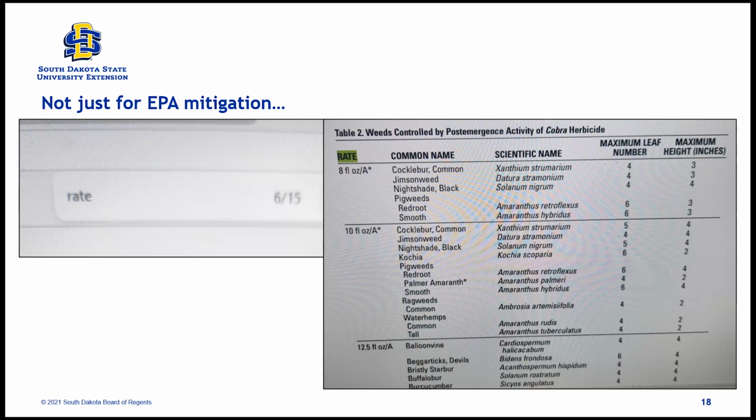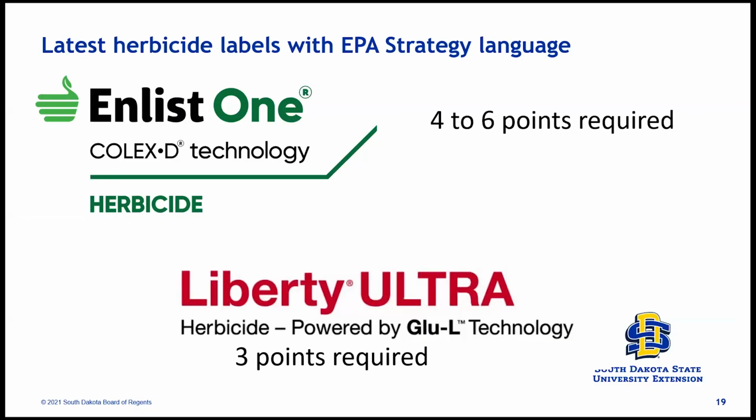So let's type in something like rate. So we type in rate, shows us all the instances on our label. We can click through it. It'll take us to the rate we need and the name of that weed, the size of it, the number of leaves. So we can spray the right rate on the right size of the weed for effective control. So it's not just for the EPA strategy. I want you all to take that, because we're starting to become in a digital world. I'm not great with computers, but it's a really good strategy to help navigate some of this stuff.